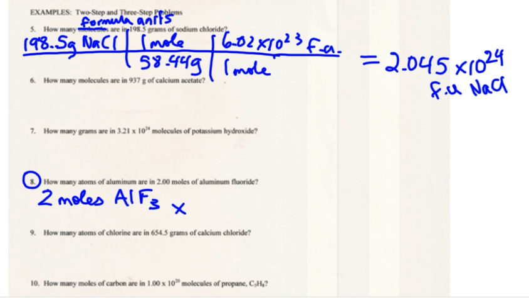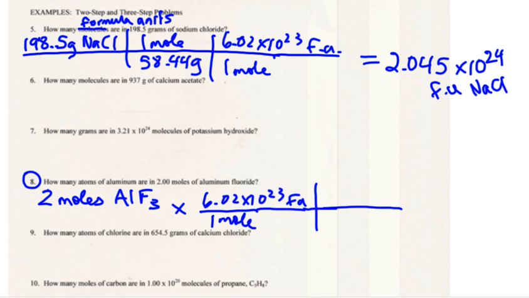So I'm in mole town. I want to get to atoms, which is in particle city, but first I want to get to not molecules, I want to get to formula units. So how do I get to formula units? For every 1 mole, 6.02 times 10 to the 23rd formula units. I'm mixing up my crosses and my railroad tracks. It doesn't matter. And then I need to get to aluminum atoms.